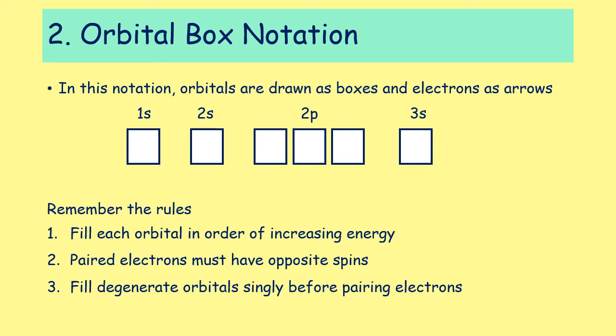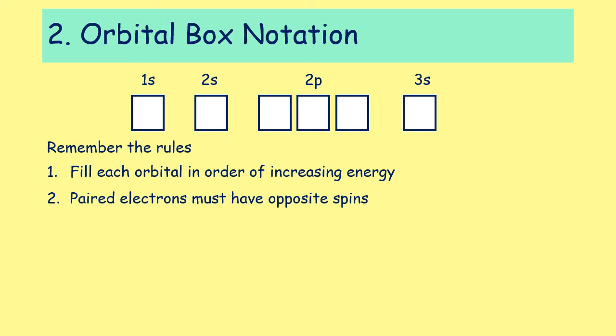Second rule is going to be the Pauli exclusion principle, which is when electrons are paired, they must have opposite spins. So that means we're going to have an arrow going upwards and an arrow going downwards. And the third rule, Hund's rule, is that we're going to fill our degenerate orbitals singly before pairing electrons. And this is going to come into play when we look at the p orbitals and the d orbitals. It's not an issue for s orbitals.